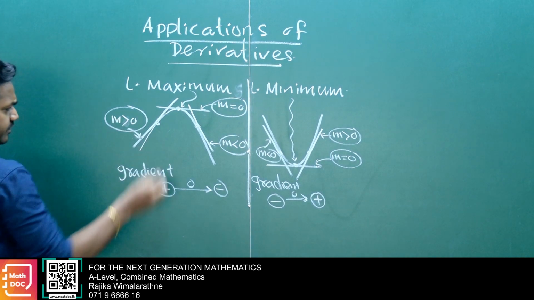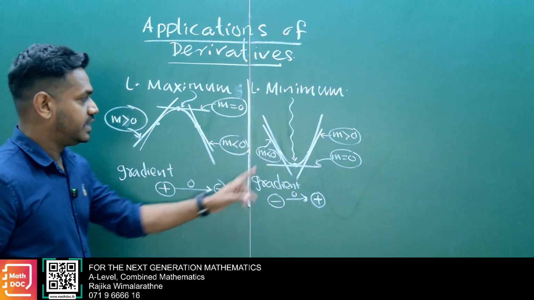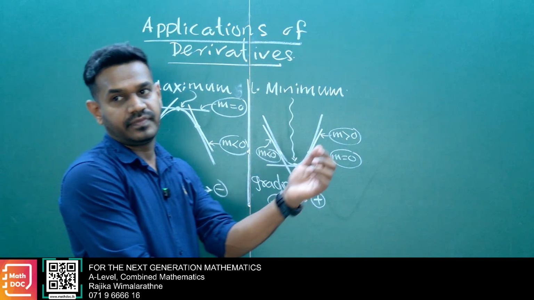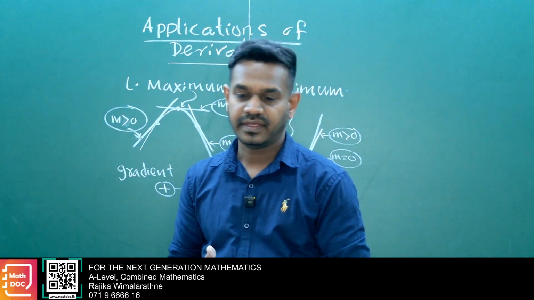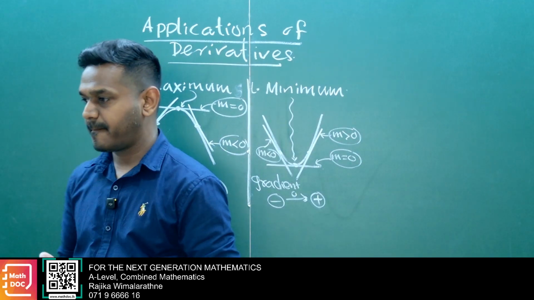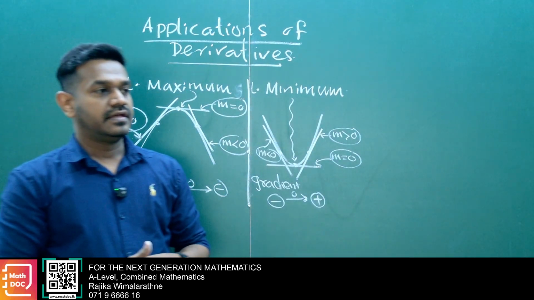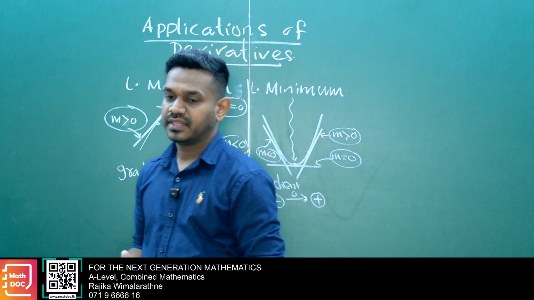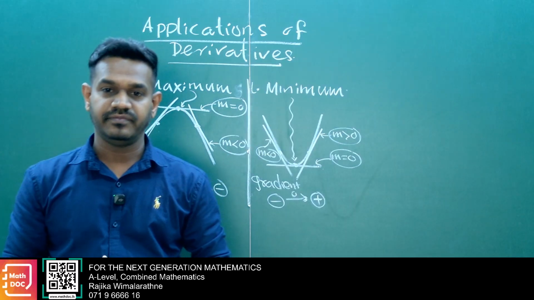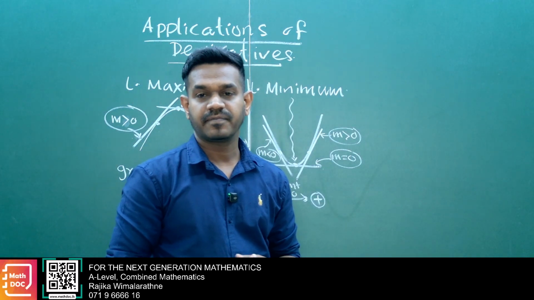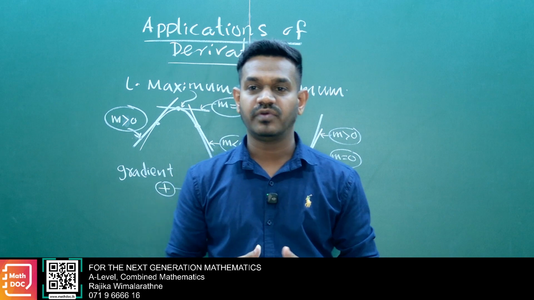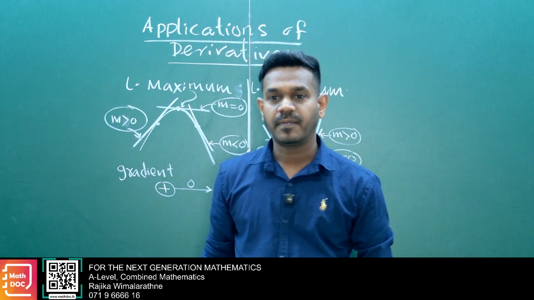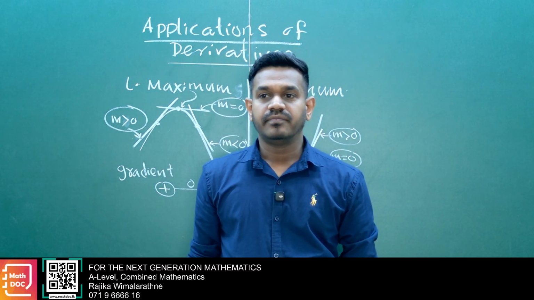Here the gradient is positive, positive, negative, negative, positive. Okay, write down: the above local maximum or local minimum can be identified by differentiation.